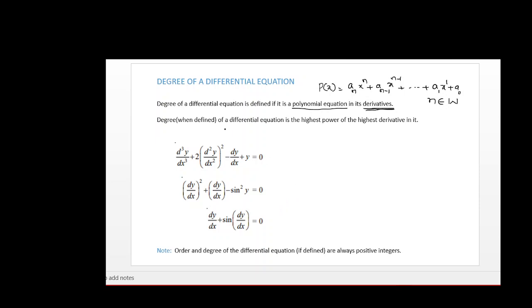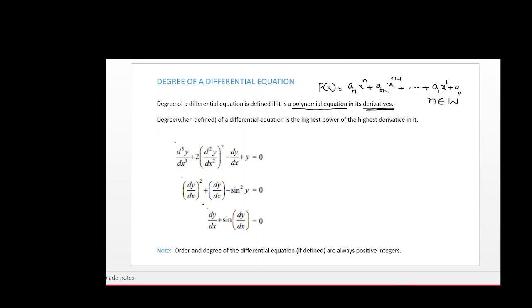Next, if the derivatives' powers are not whole numbers, try to convert them into whole numbers. Let me explain through examples. What do I mean by converting into whole numbers? If the degree of the differential equation is defined, the highest power of the highest derivative in it is the degree of the differential equation. Let me explain through the examples so that the topic will be clear.